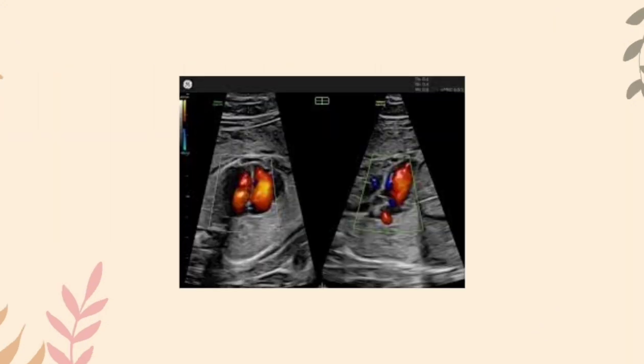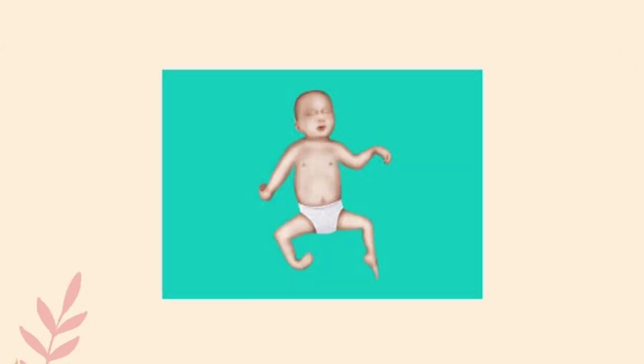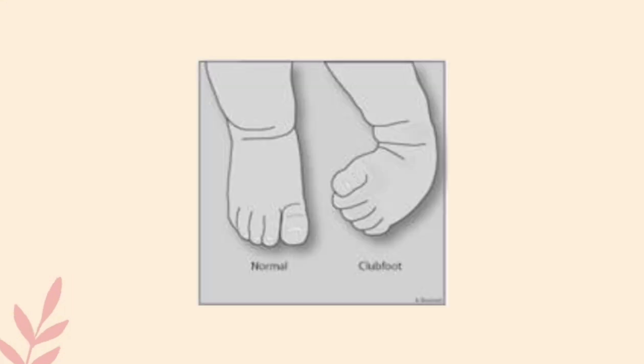Example: heart defects, structural abnormalities in the heart, such as missing or misshapen valves. Arthrogryposis, a condition characterized by multiple joint contractures. Club foot, a foot that is twisted inward or downward.